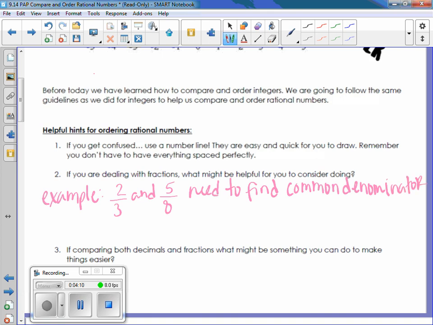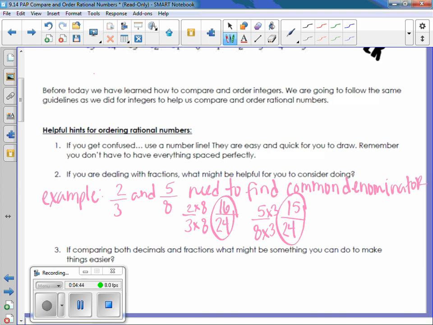So he said 24. So if I have 2/3, 3 times what gets me to 24? 3 times 8. So I need to do the 2 times 8. So 3 times 8 would be 24. 2 times 8 is going to be 16. So 2/3 is equivalent to 16/24. We agree? Yes. Okay, cool. Now let's do the same thing for 5/8. 8 times 3 gets me to 24. So then 5 times 3 gets me to what? 15. So now I have 15/24.